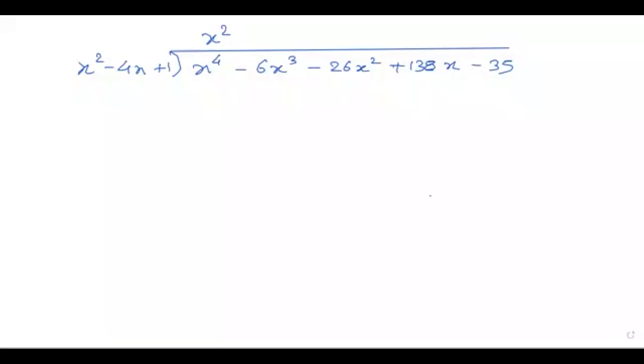So what comes over here? X raised to 4. Minus 4x cube plus x square plus 1x square.